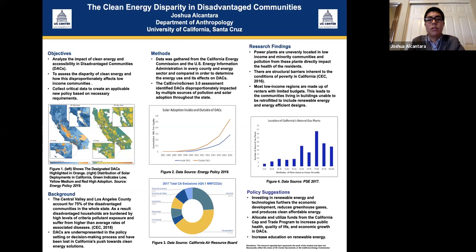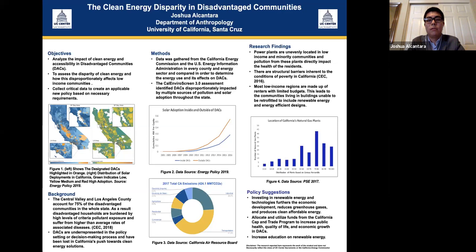My findings from my research indicate that natural gas power plants in California are unevenly located in disadvantaged communities. My research pointed to the fact that most low-income regions are made up of renters with limited budgets, and this can lead to these communities living in buildings unable to be retrofitted to include renewable energy and energy-efficient designs. My policy suggestions include investing in renewable energy and technologies like solar power and battery storage adoption, as well as a resilience hub for energy assurance.